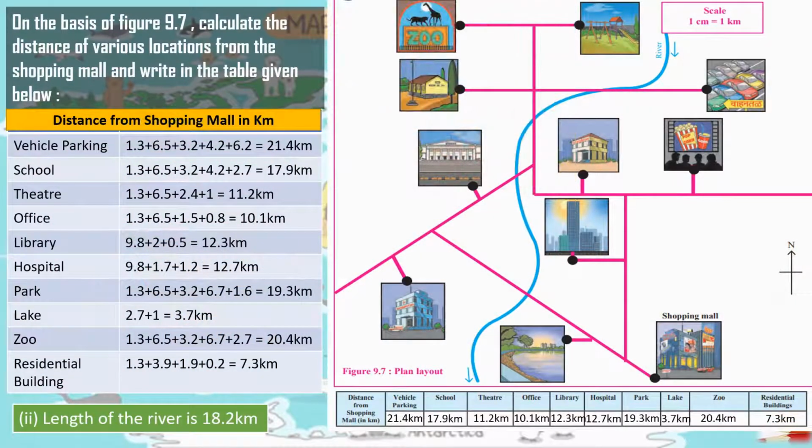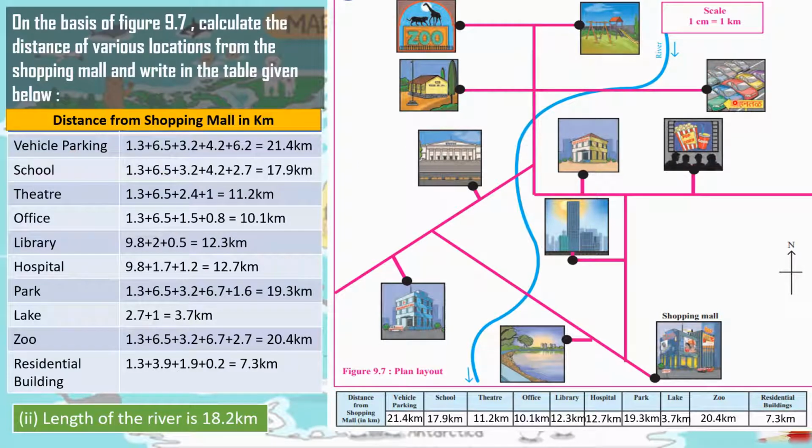So next one, on the basis of figure 9.7, we need to calculate the distances of various locations from the shopping mall. So where is the shopping mall students? Shopping mall is here. We need to calculate the distances of various places from shopping mall. So the first one is vehicle parking. Now where is vehicle parking? You can see here students, this is vehicle parking.